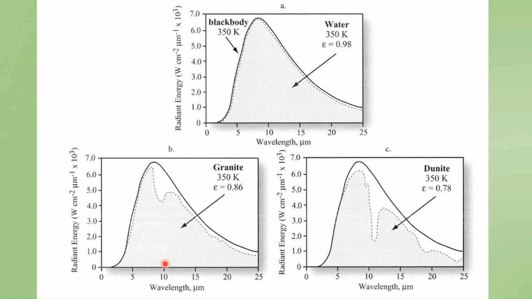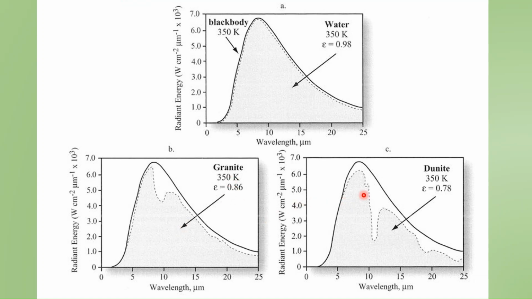But for this wavelength range, we have this dip, and across this wavelength range we can see that the emission is less in comparison to the black body. And the emissivity value for this particular wavelength is 0.86 for the granite.